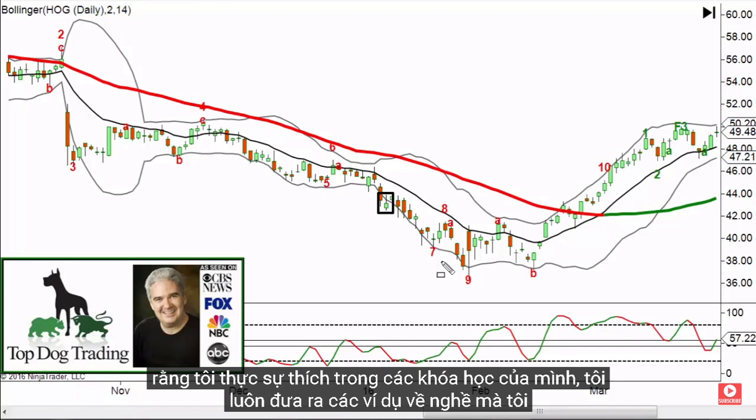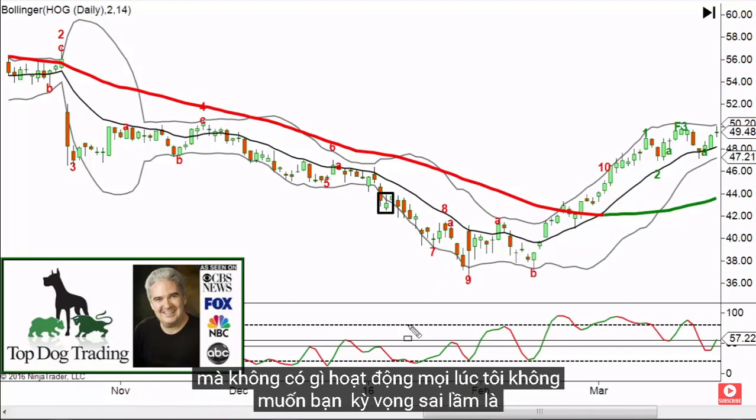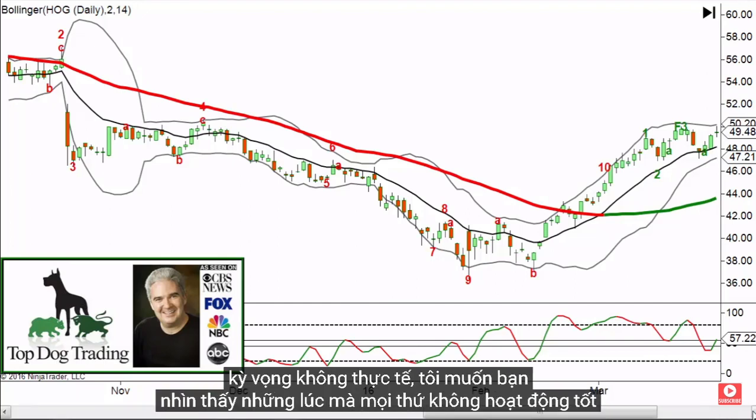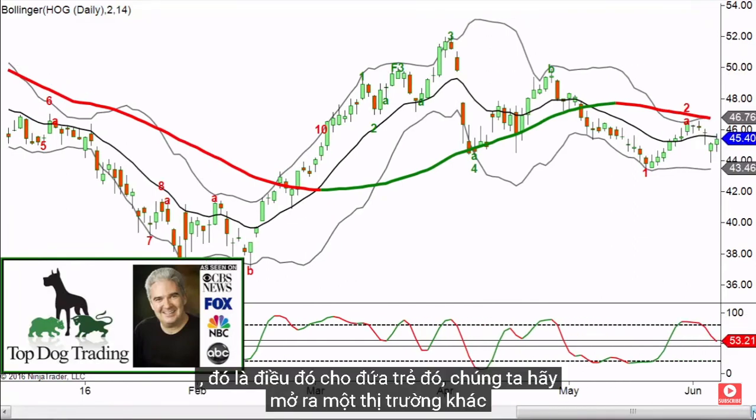I actually like to, in my courses, always show examples of trades that I teach that didn't work out, because I want you to get that in your brain cells that nothing works all the time. I don't want you to have false or unrealistic expectations. I want you to see the times that things don't work. Okay, that's it for that chart. Let's bring up another market.